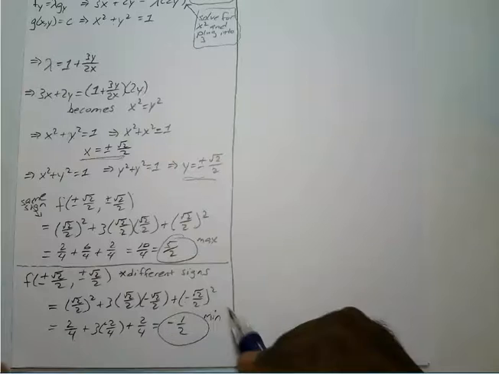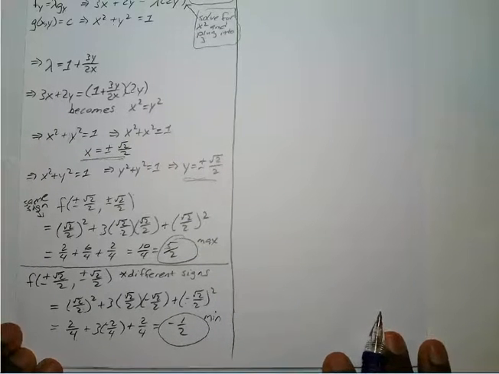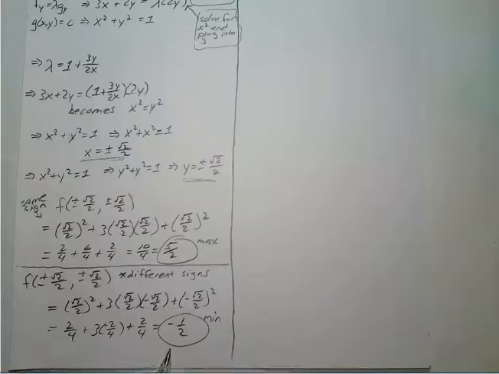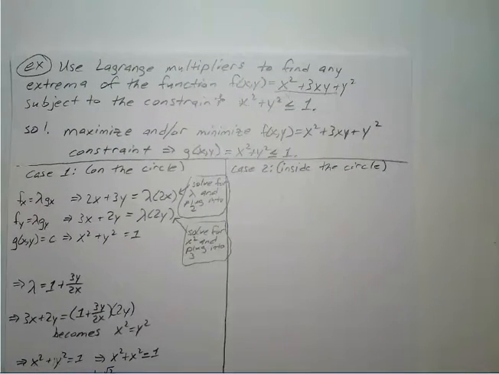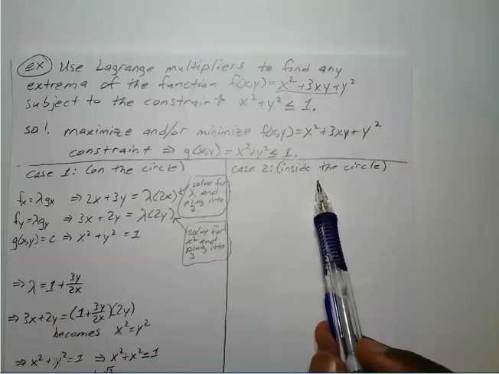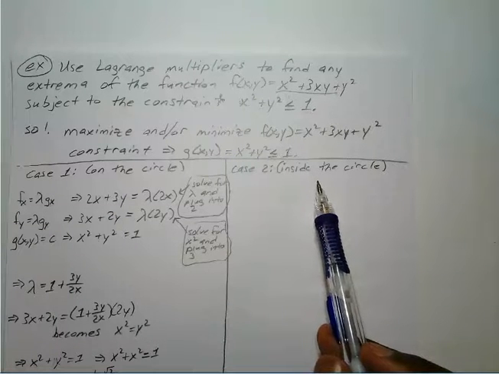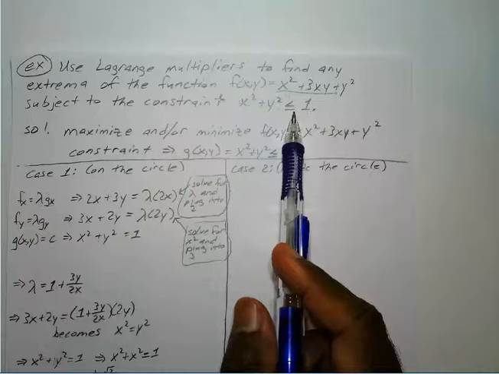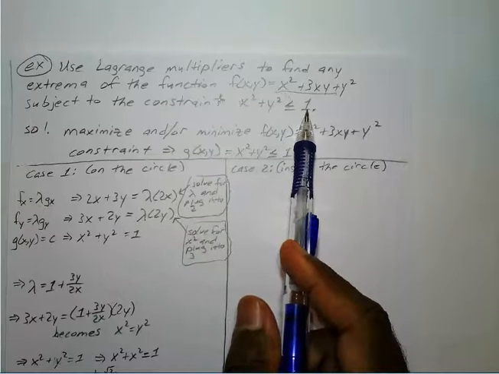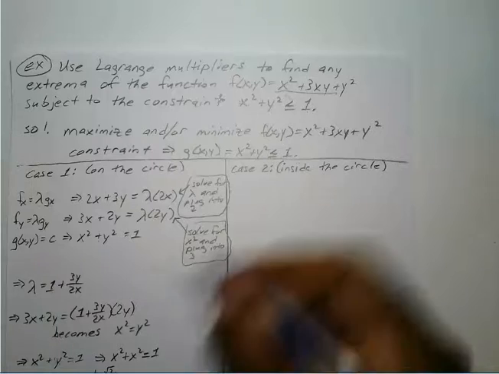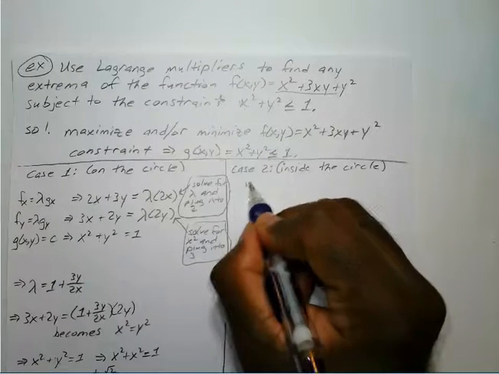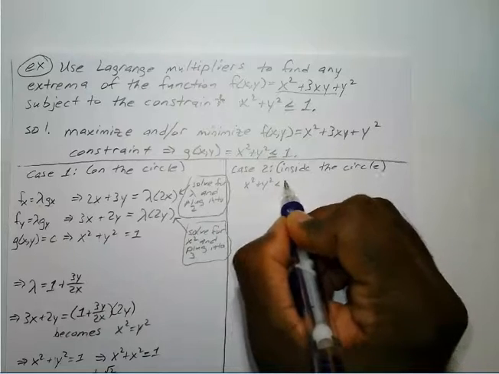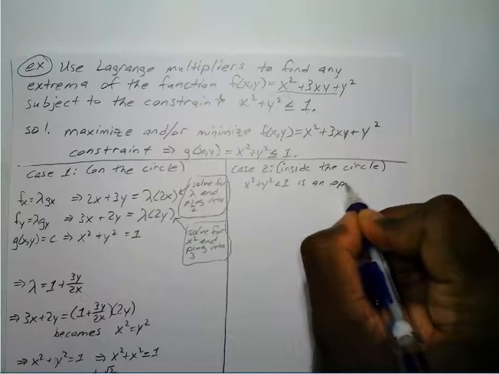Now for case 2, which is inside the circle, if you're writing, we still have to scroll back up. So if you're writing, feel free to press pause and finish this up. Now, inside the circle, since we can't really use our constraint for less than, we can only use our constraint for equal to. Remember, since it's less than and not equal to, that 1 is an open region. x squared plus y squared less than 1 is an open region.